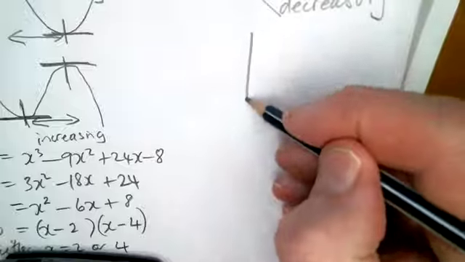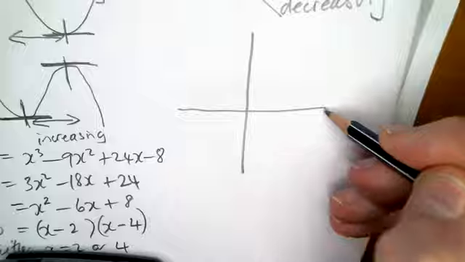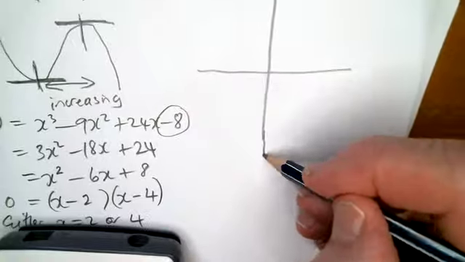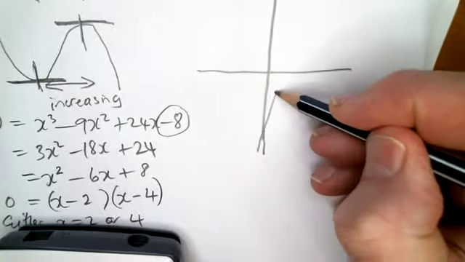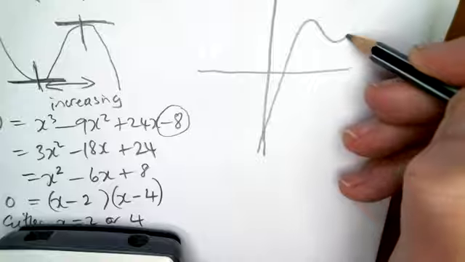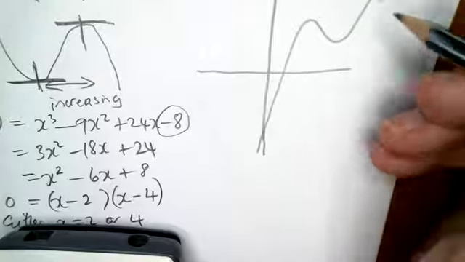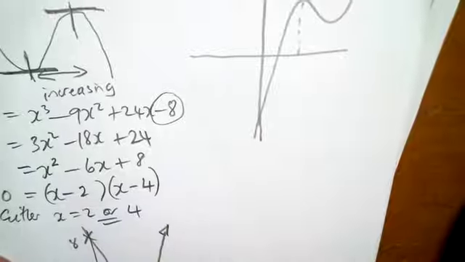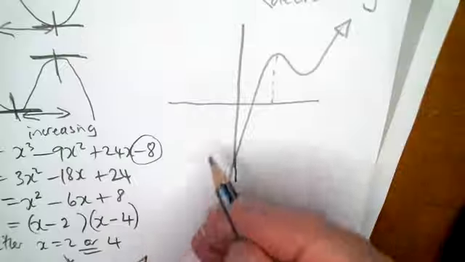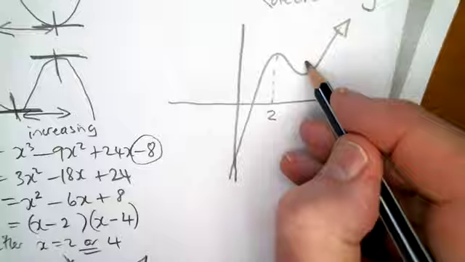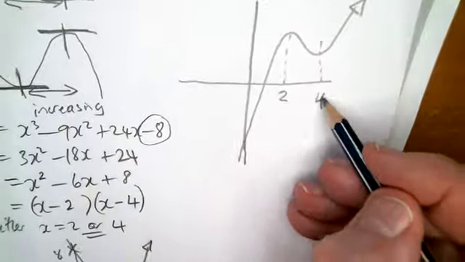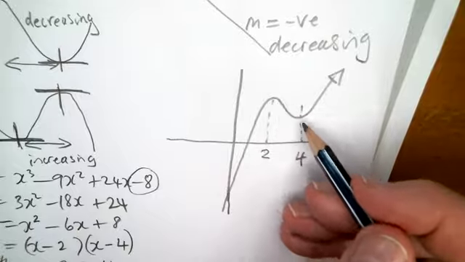So what we've actually got here is a graph that looks like this. It's going to go down, and it's going to cut at minus 8. So it's going to go like this, and head up like that, yeah? So this point here, we've discovered, and that's what the 2 is here. So that's 2, and this point here is 4. And we said between 2 and 4, it's decreasing, yeah?